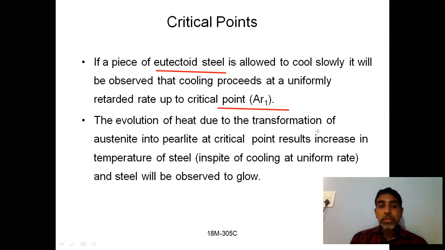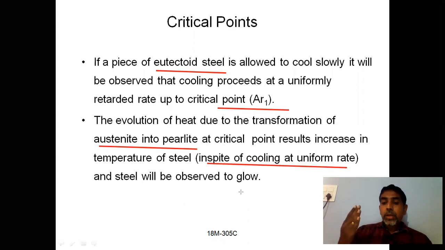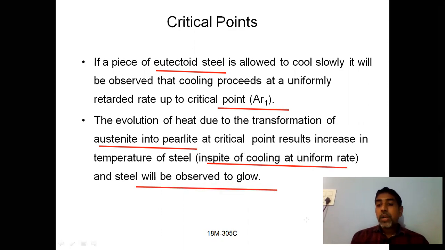The evolution of heat is due to the transformation of austenite into pearlite. Just remember here, austenite is converting into pearlite at the critical temperature. At the critical temperature, this results in an increase of temperature in spite of cooling, so the temperature remains constant. Even though you are cooling, heat is evolved, and because of that the steel looks like it is glowing, with brightness. For that phenomenon I am discussing here.